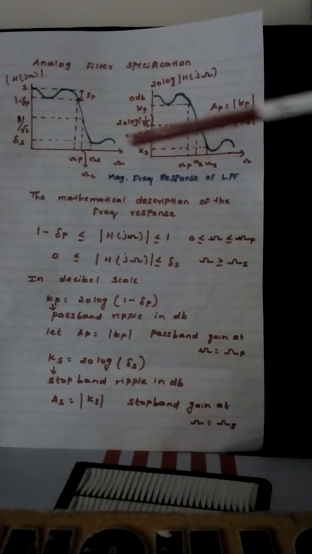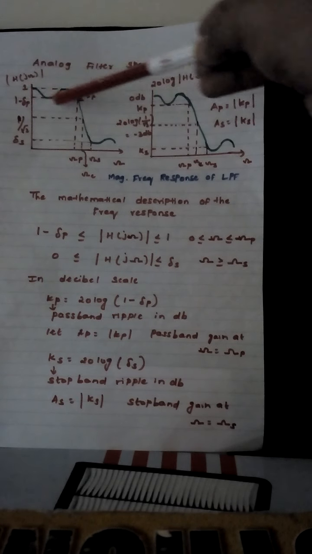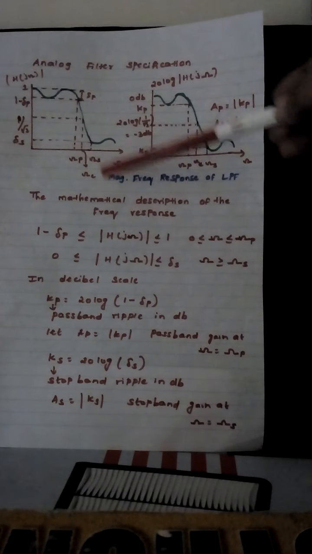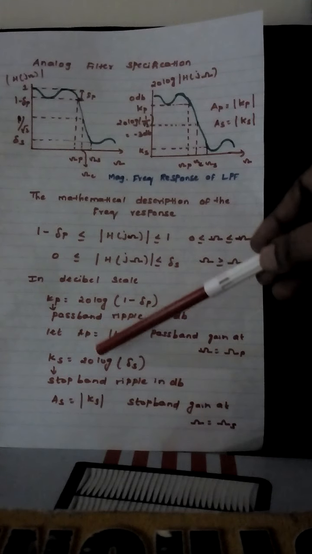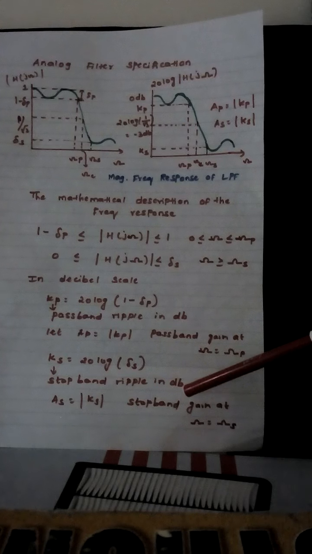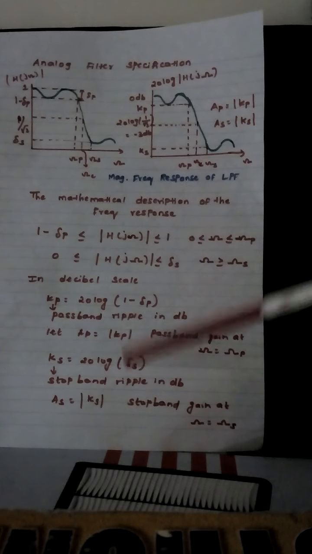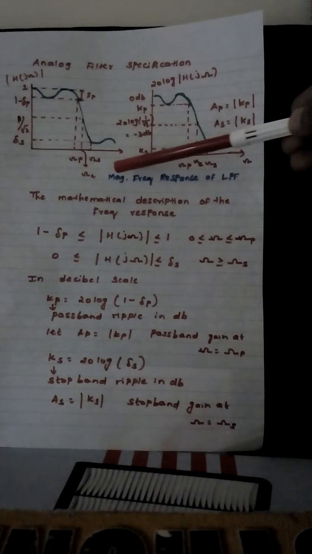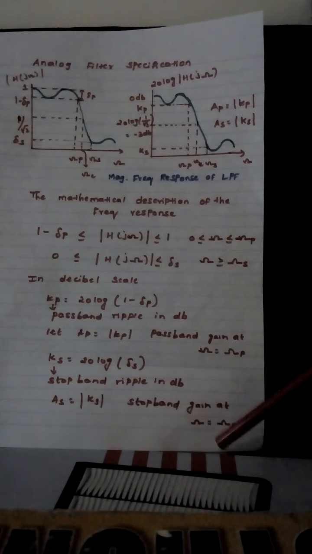This 1 minus delta P occurs when omega is equal to omega P. And Ks is nothing but 20 log of delta S, the stopband ripple in decibels. So AS will be equal to Ks at the stopband, that is, when omega is equal to omega S.